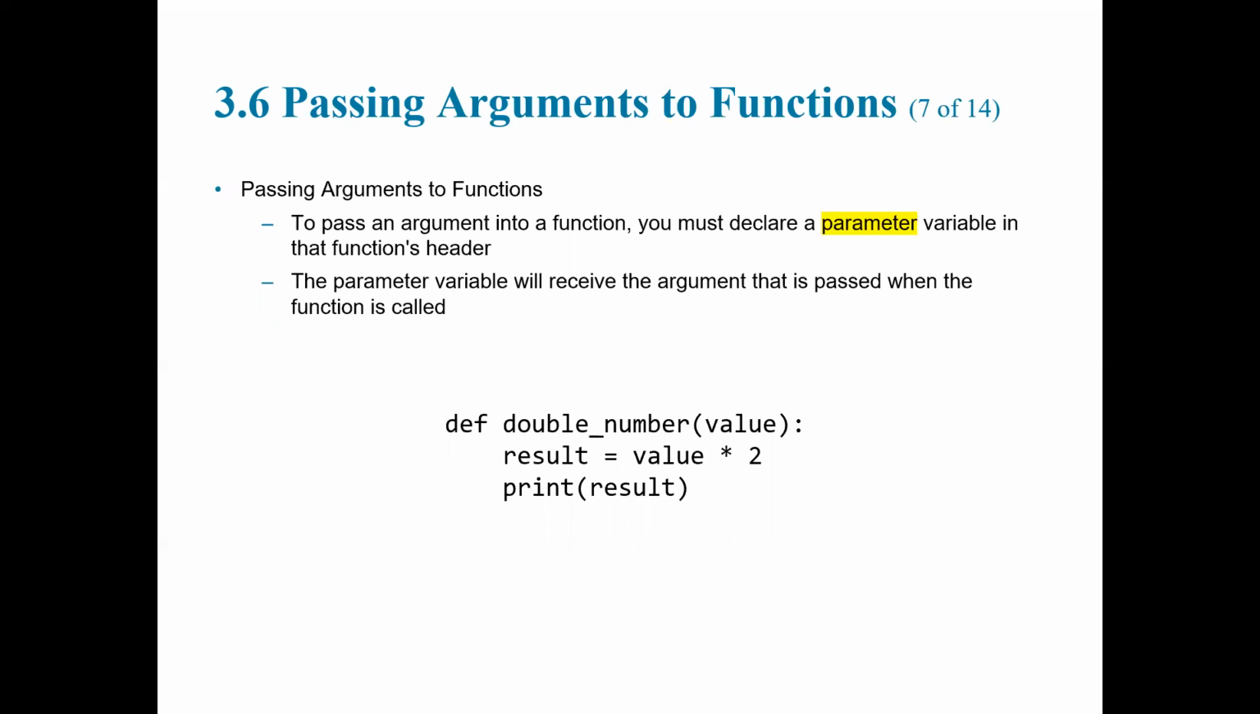To pass an argument to a function, you must declare a parameter variable in the function's header. A parameter variable will receive an argument that is passed when the function is called. So here we have our definition, which starts off with the keyword def, then the function name is double_number. Value is the parameter variable, and of course the header line terminates with a colon. Inside the function definition, we see that we have 2 statements that are indented. So result gets value times 2, and then we simply print result.